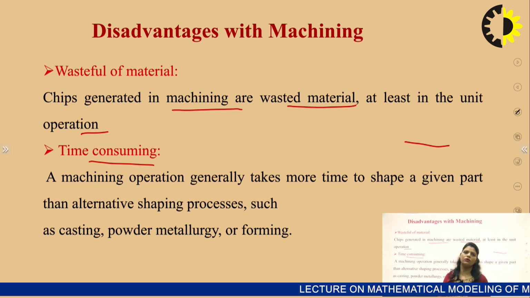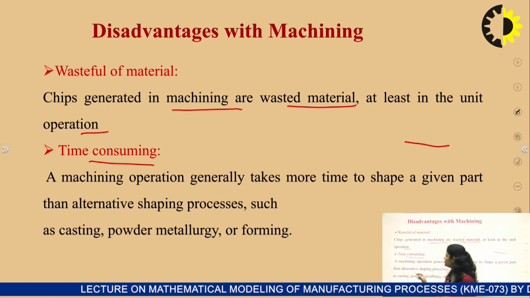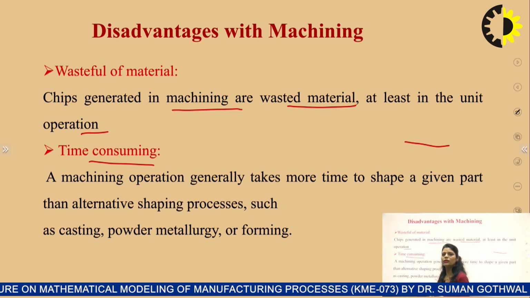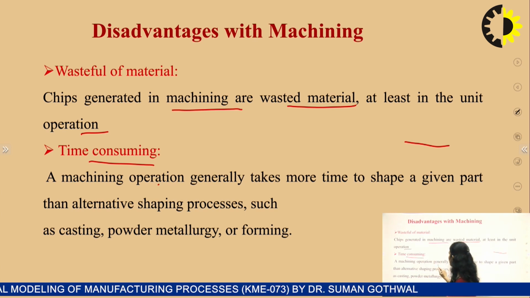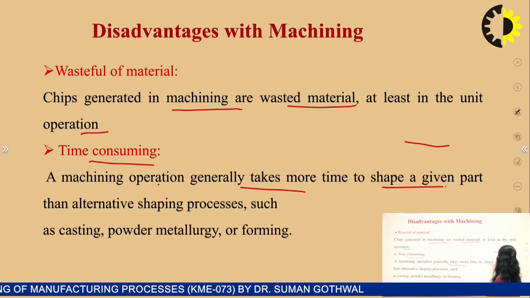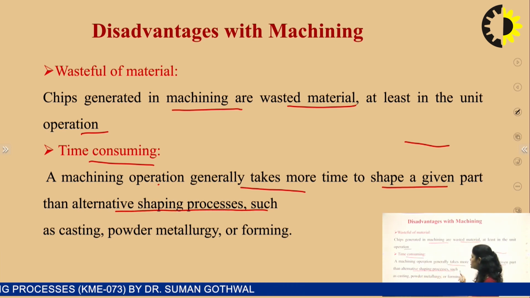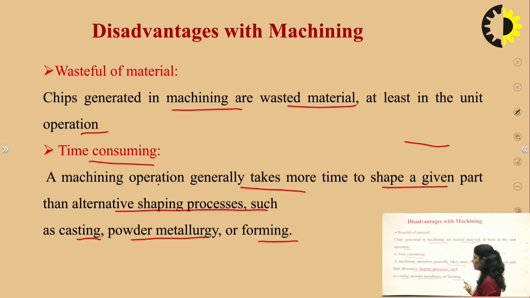It is a time consuming process. If we are providing a particular shape or size to a material, then we are using a sharp tool and the process will take time. So it is a time consuming process. The machining operation generally takes more time to shape a given part than alternative shaping processes such as casting, powder metallurgy or forming operations.